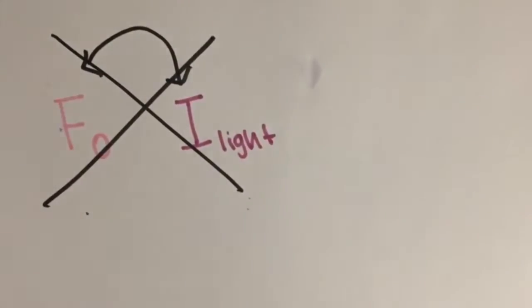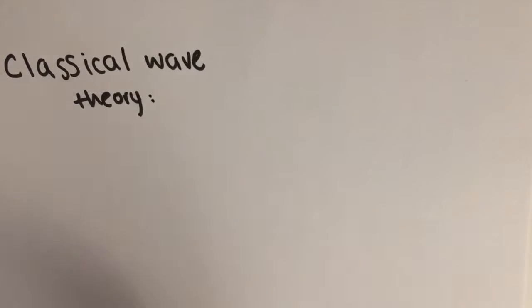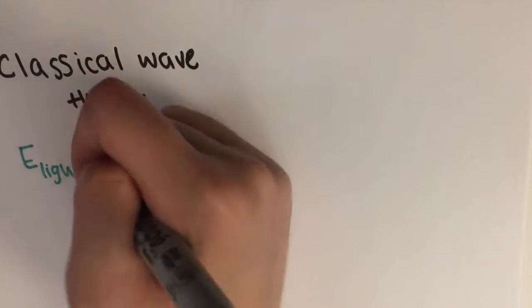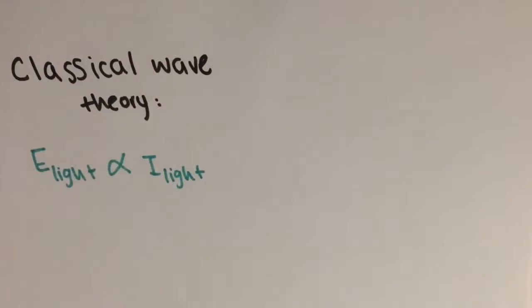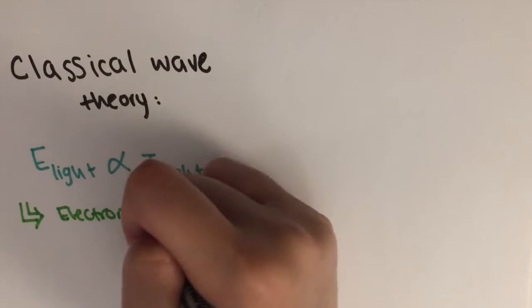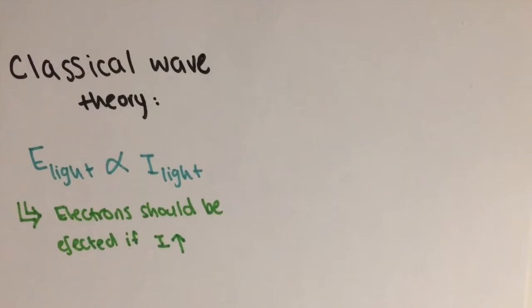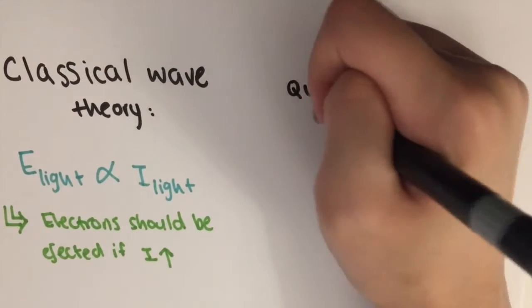First, the experiments of the photoelectric effect showed that the threshold frequency is not related to the intensity of light in any way. This contradicted the classical wave theory, which predicted that the energy carried by a light wave is proportional to the intensity of that light. This meant that electrons should be ejected by increasing the intensity of light to a high value. However, the experiments conducted showed that no electrons are ejected when the frequency of the light is below the threshold frequency, regardless of light intensity.